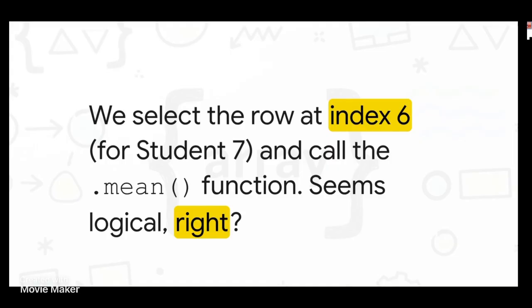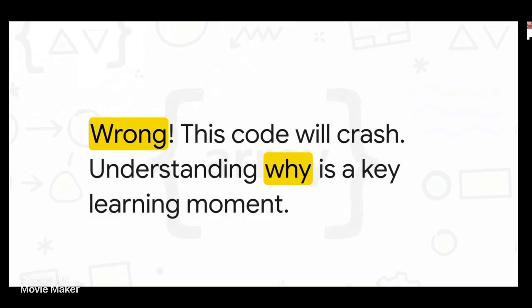Okay, so your first instinct might be this. Student 7 is the 7th student, so that's index 6, right? Because Python starts counting at 0. Then you just tack on .mean at the end to get the average. Seems logical enough, right? And error. But wait, don't panic. This is actually a really important moment. Understanding why this breaks is going to make you a much better coder.